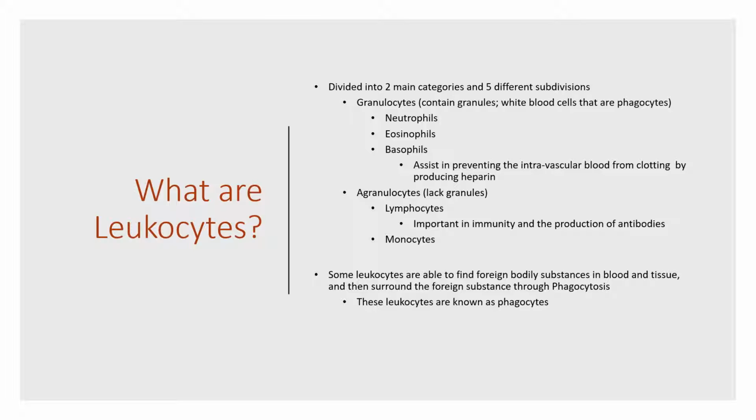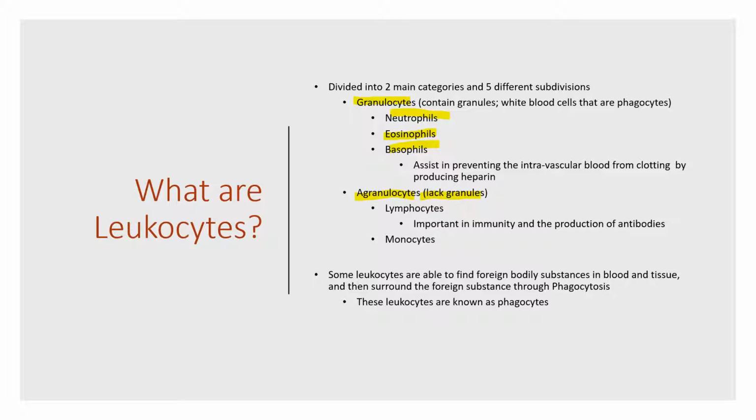Now, continuing on with our leukocytes. They're divided into two main categories: granulocytes and agranulocytes. Now, granulocytes contain granules, and these white blood cells are called phagocytes. The agranulocytes lack granules, hence the A in front of the word. There are three main types of granulocytes, because it's also broken down into 5 different subdivisions. There's the neutrophils, the eosinophils, and the basophils.